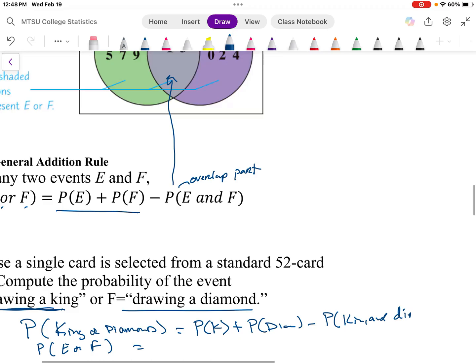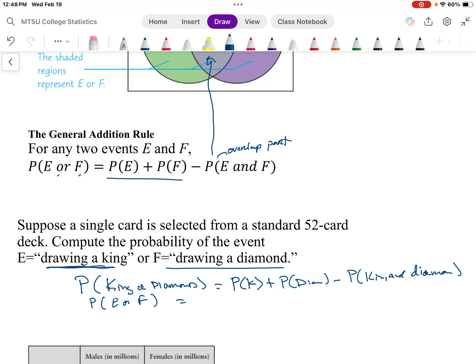Now, I don't have these things in probability. I have them in more of a frequency form. So I'm going to write them as fractions, so they're in the probability setting. So there's 4 kings out of 52. There are 13 diamonds out of 52 cards. Now, we do have a king of diamonds, so I got to subtract off that 1 king of diamonds. That way I don't use it twice. So 4 plus 13 is 17, minus 1 is 16, so that's 16 out of 52. Reduce it down, divide top and bottom by 4, and I get a 4 in 13 chance that I will get a king or a diamond when I pick a card.